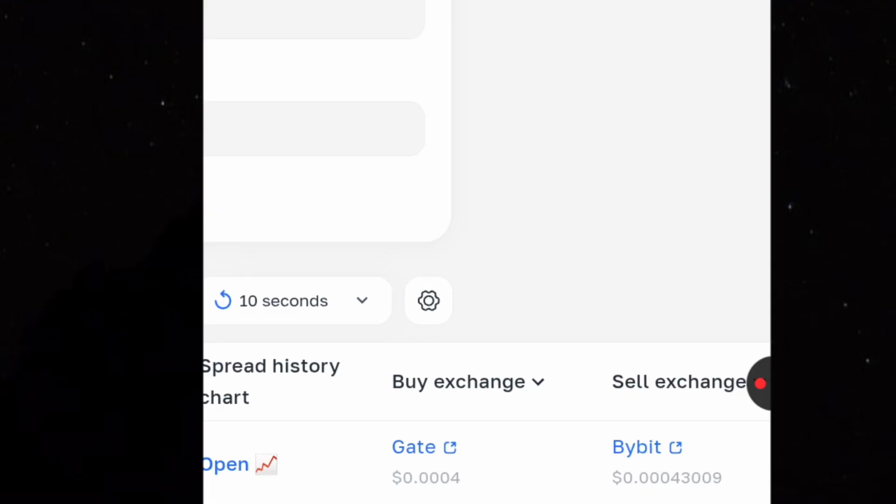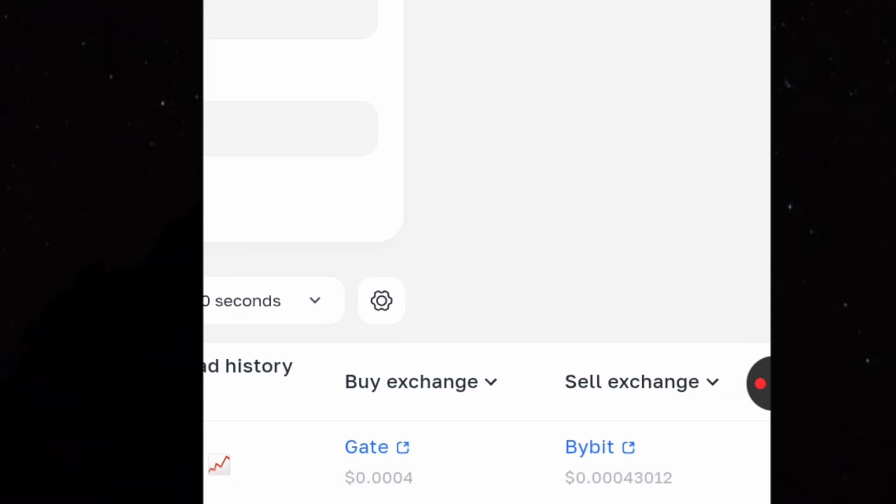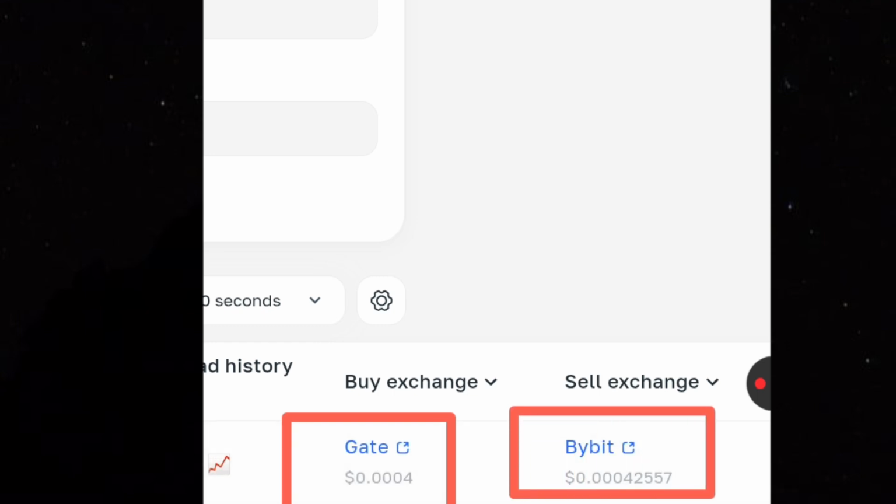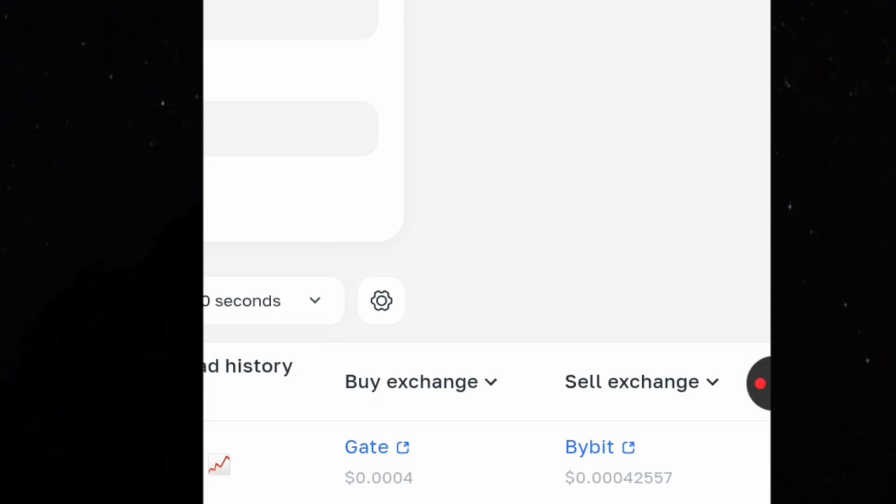Once you scroll to this place, you see buy exchange. Buy simply means the exchange at which we are buying. So we are buying ALGO on Gate.io. You can see this is Gate. Okay, and the sell exchange, which means we are selling ALGO on Bybit. Okay, you can see the prices and all of that. This is just a paid tool. This is from AI research and all of that.